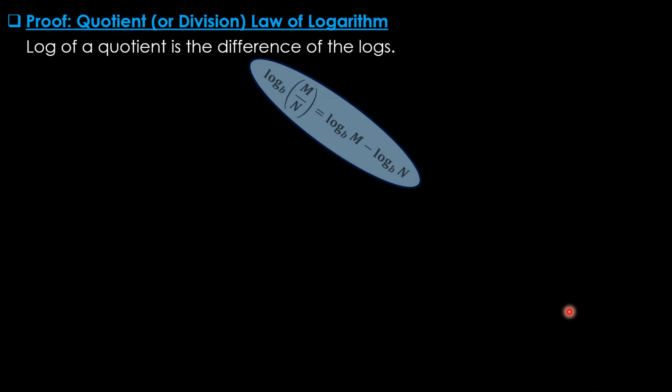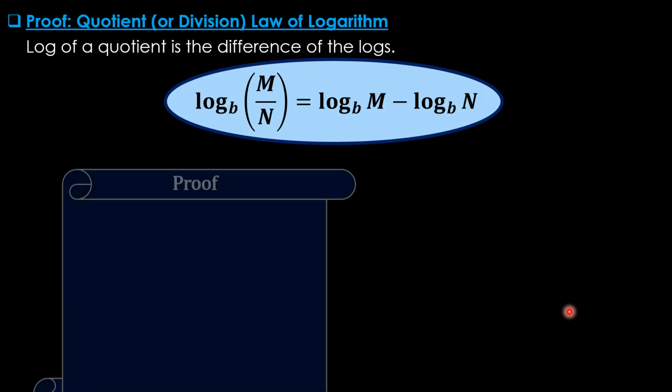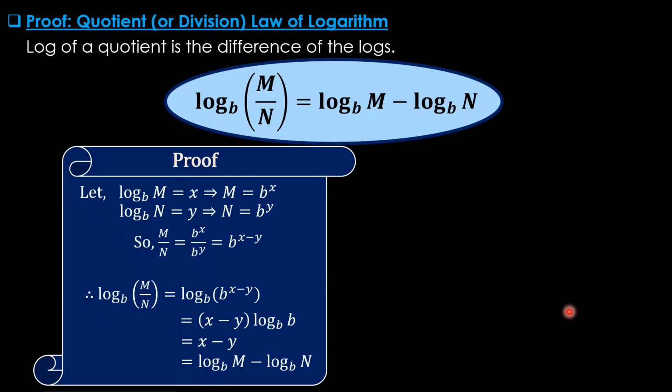Quotient or division law of logarithm. The log of a quotient is the difference of the logs. Log m over n to the base b equals log m to the base b minus log n to the base b. Similarly, the proof here: log m to the base b equals x.